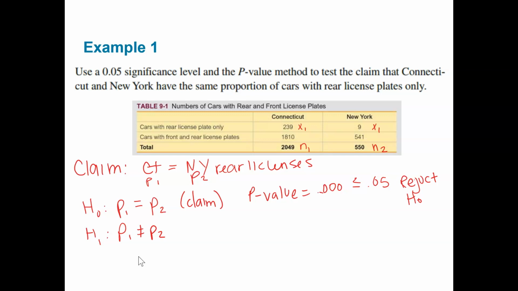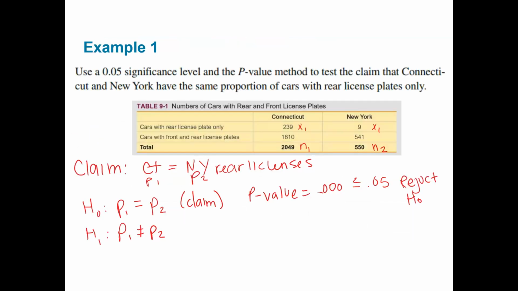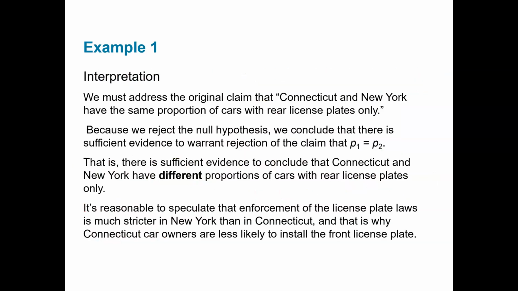So we would say, you can kind of go back to the wording here if you need to, our claim had equality and we rejected. So we would say there is sufficient evidence to warrant rejection of the claim that Connecticut and New York have the same proportion of cars with rear license plate only.